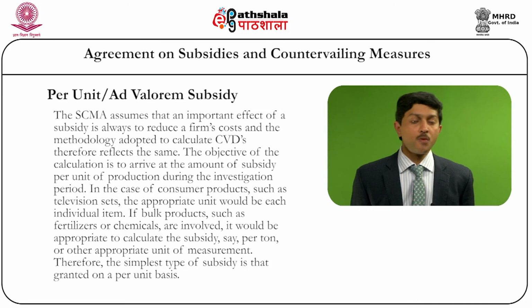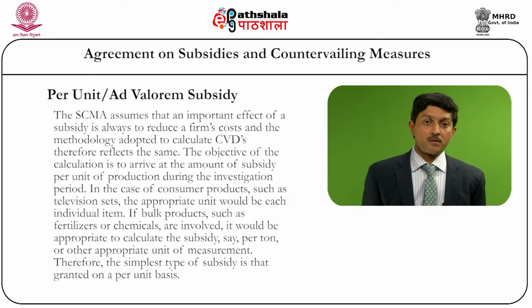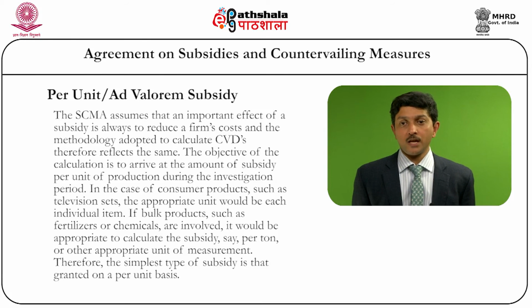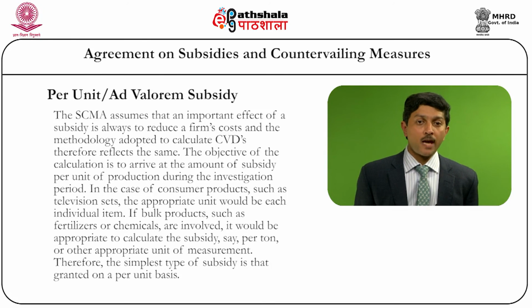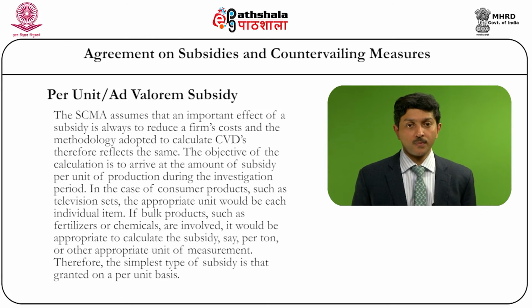So in the case of a consumer product such as television sets, the appropriate unit would be each individual item, or maybe one television set. If bulk products such as fertilizers or chemicals are involved, it would be appropriate to calculate the subsidy, say, per ton or other appropriate unit of measurement. So therefore the simplest type of subsidy is that granted on a per unit basis.